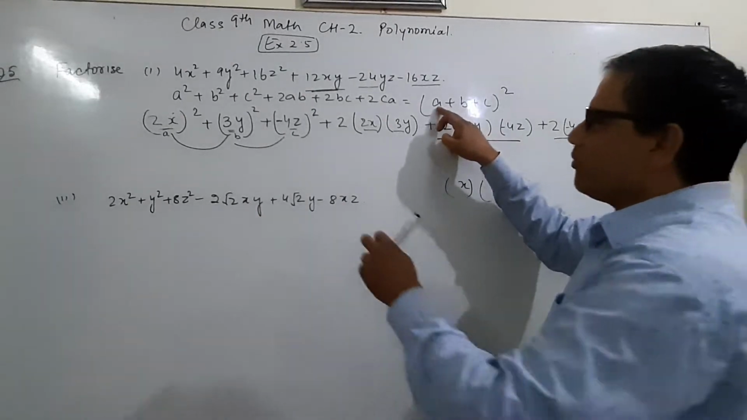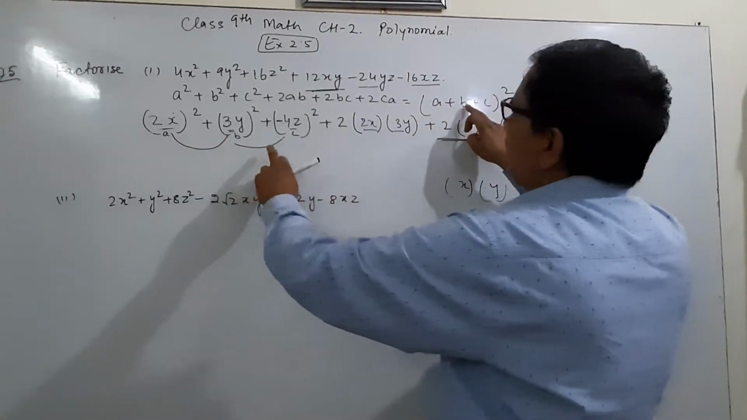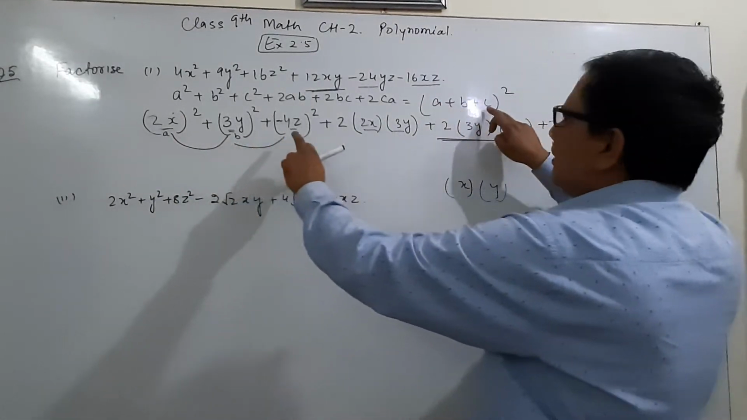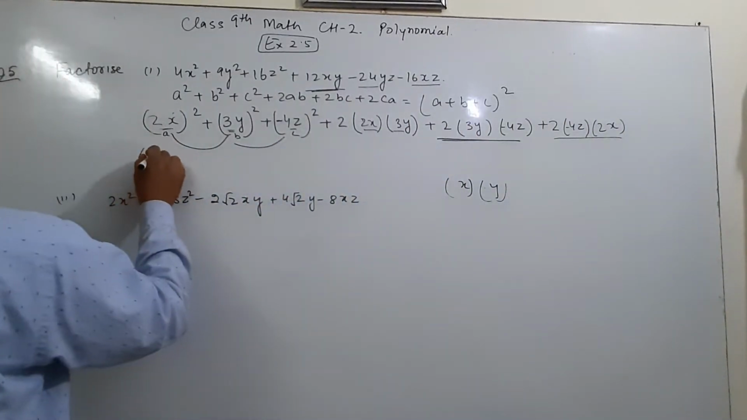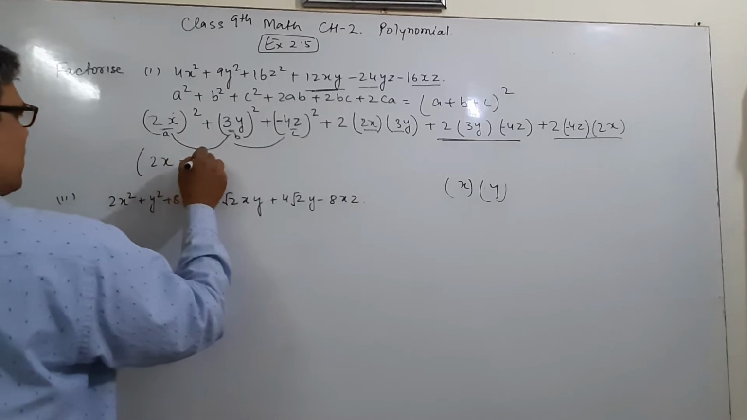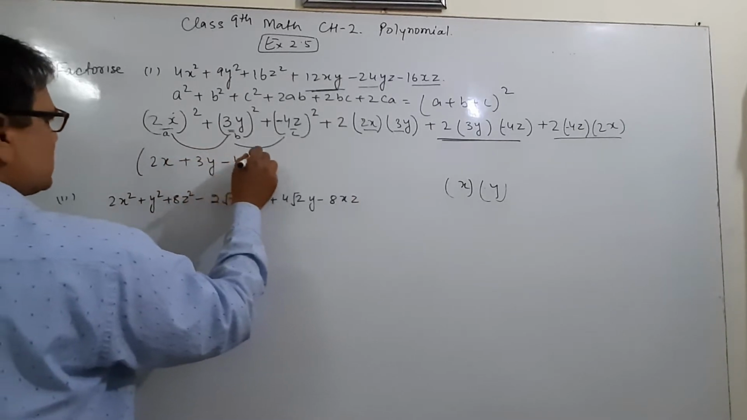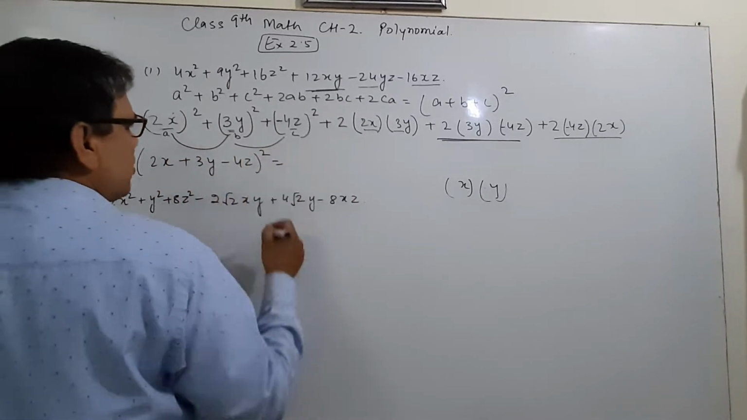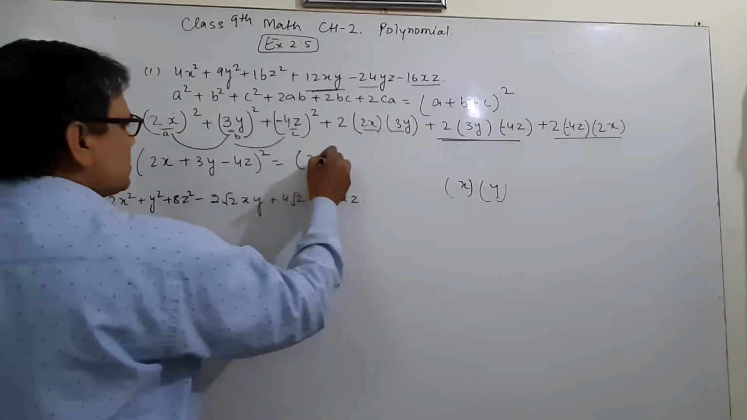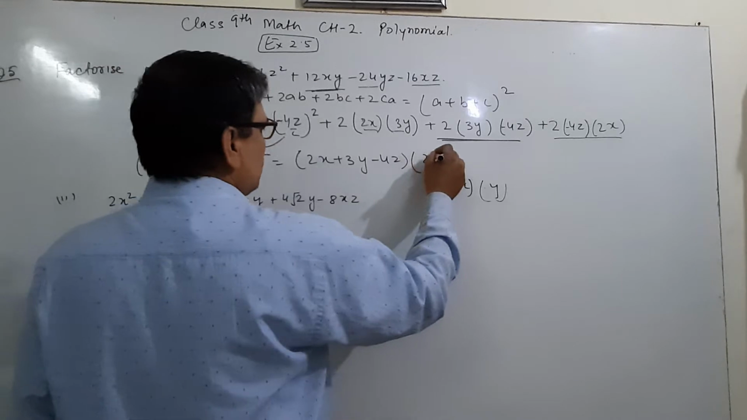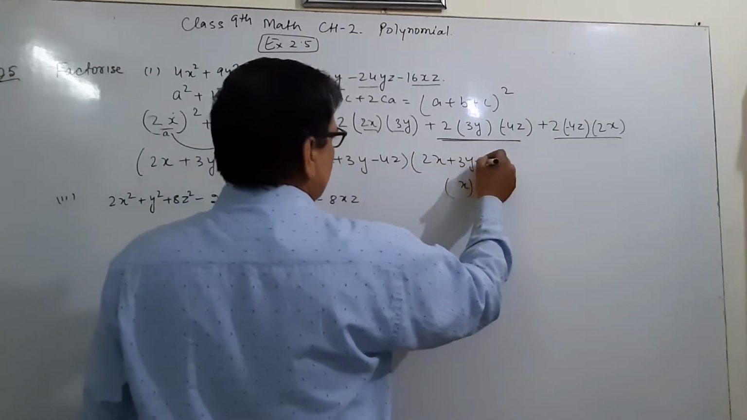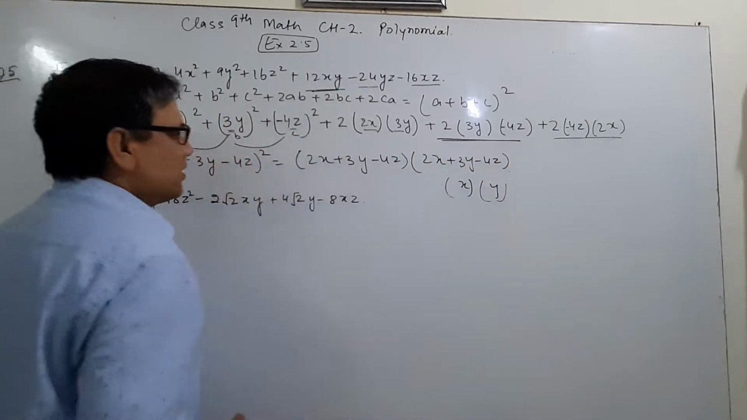That means what is the value of A? 2x. What is the value of B? 3y. What is the value of C? Minus 4z. Simply we will put the value of A as 2x, the value of B as 3y, the value of C as minus 4z, whole square. And you have to write how many times? 2 times. 2x plus 3y minus 4z and 2x plus 3y minus 4z. This is the factorization.